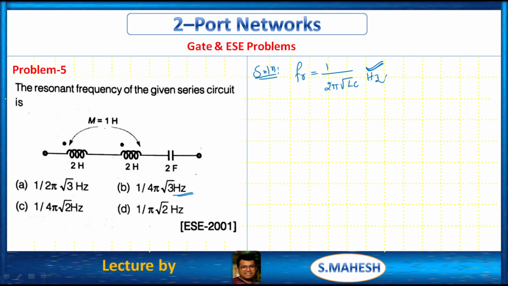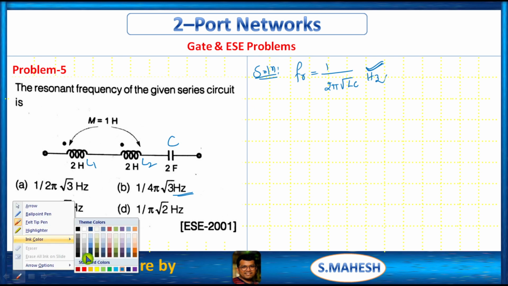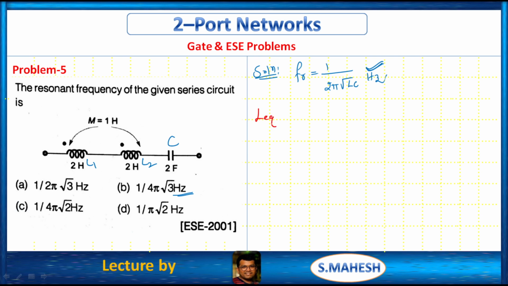Here he provided M equals 1 Henry, L1, L2 like this, and C. This is the value of C, this is L1, this is L2. Therefore, we have to get L equivalent first. L equivalent is what? Is it plus M or minus M? Plus M only. Why is it plus M? Because current enters at both the dots, right? L equivalent is L1 plus L2 plus 2M.